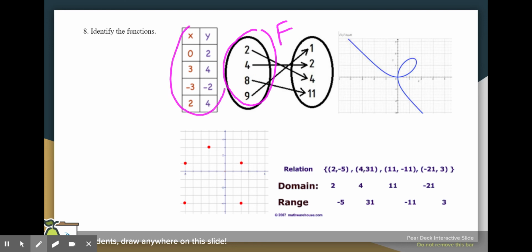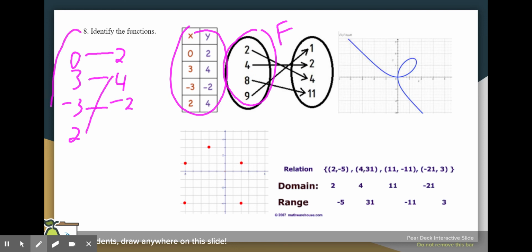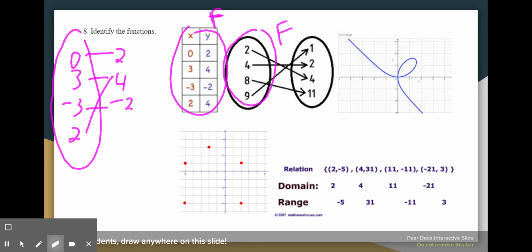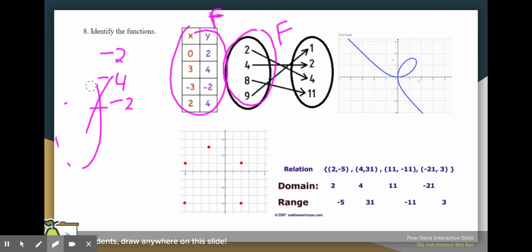For this one right here, it's easiest to do a mapping. So I'm just going to do 0, 3, negative 3, 2. And then I have 2, 4, negative 2, and I don't want to write 4 again. So I have 0 to 2, 3 to 4, negative 3 to negative 2, and 2 to 4. Do I have more than one coming out of this? No, I do not. So this is a function.